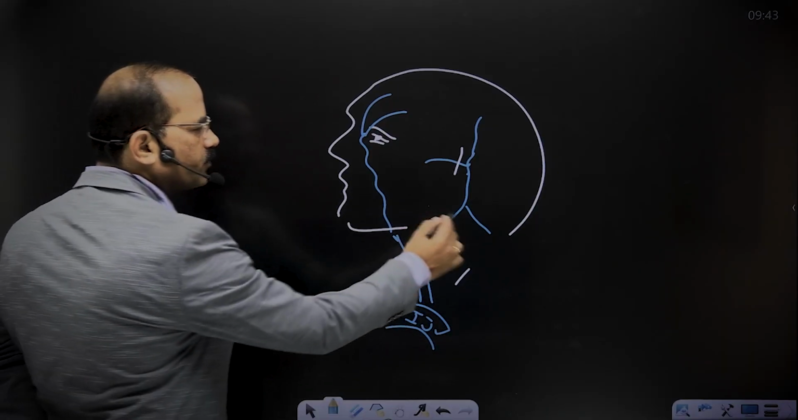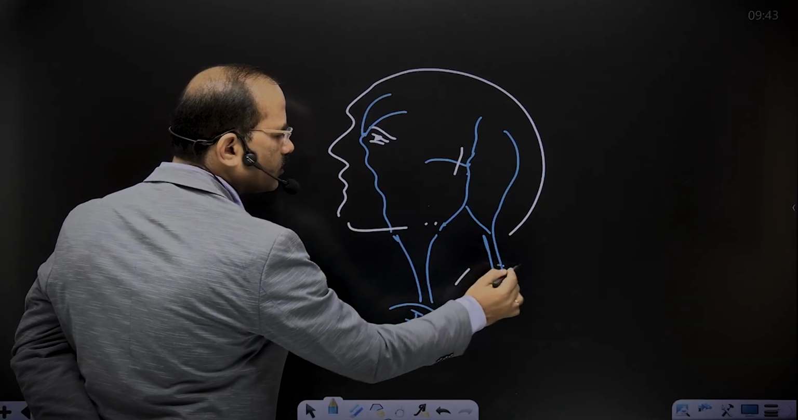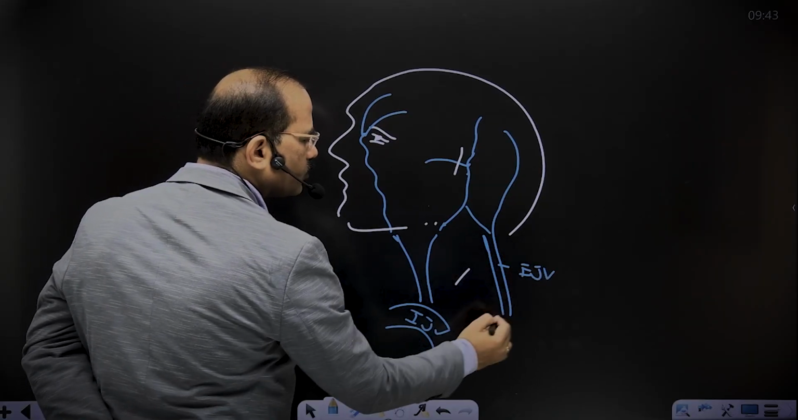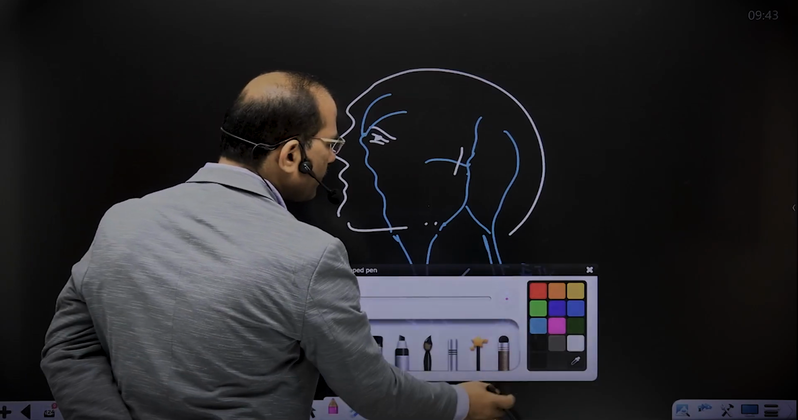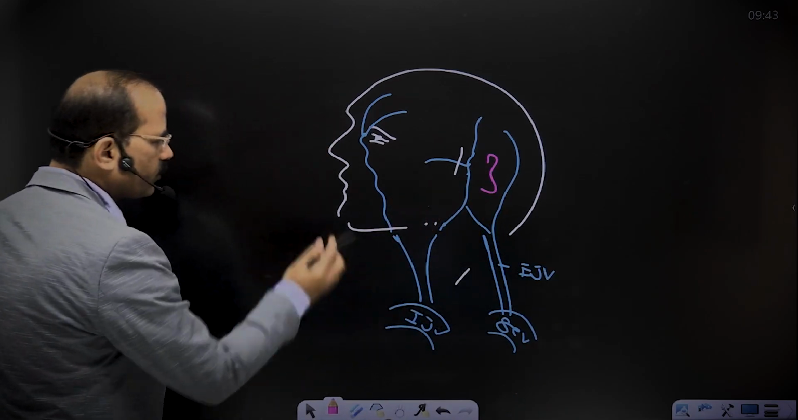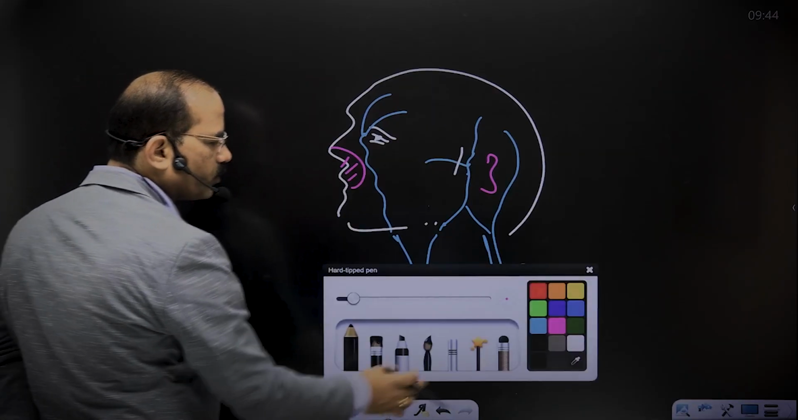The posterior division of retromandibular vein joining with a vein coming from behind the ear, that's the external jugular vein, and this external jugular vein drains into the subclavian vein. Clear to all of you? Now, which part of the face is the dangerous area of the face? The lower part of the nose and the upper lip. How does the infection from here go to the cavernous sinus?